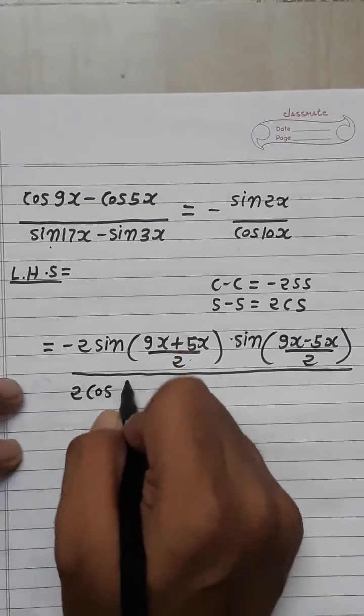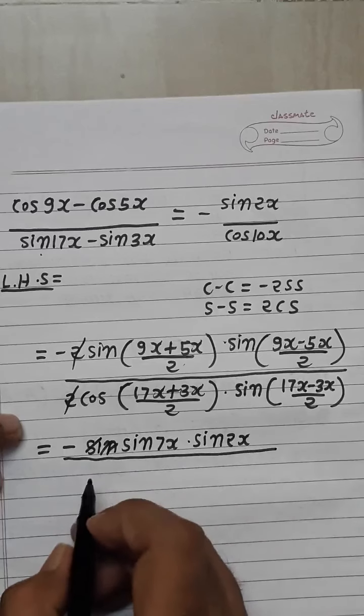Now in the numerator and denominator, 2 cancels out. So the remaining term is minus sin of (9x plus 5x, that means 14x divided by 2), so here we can write sin 7x, into sin of (9x minus 5x divided by 2). So 9 minus 5 is 4x divided by 2, so here we can write sin 2x.